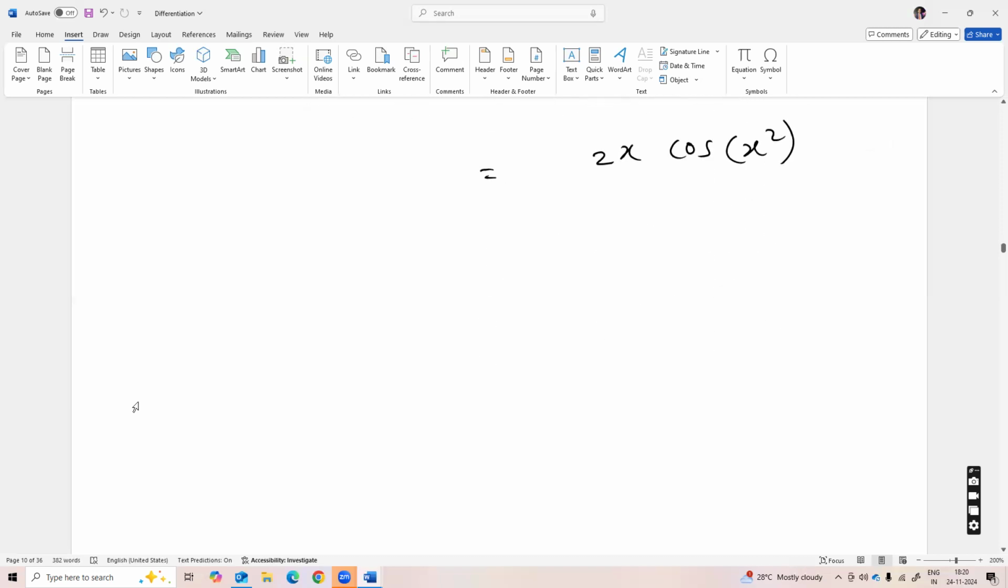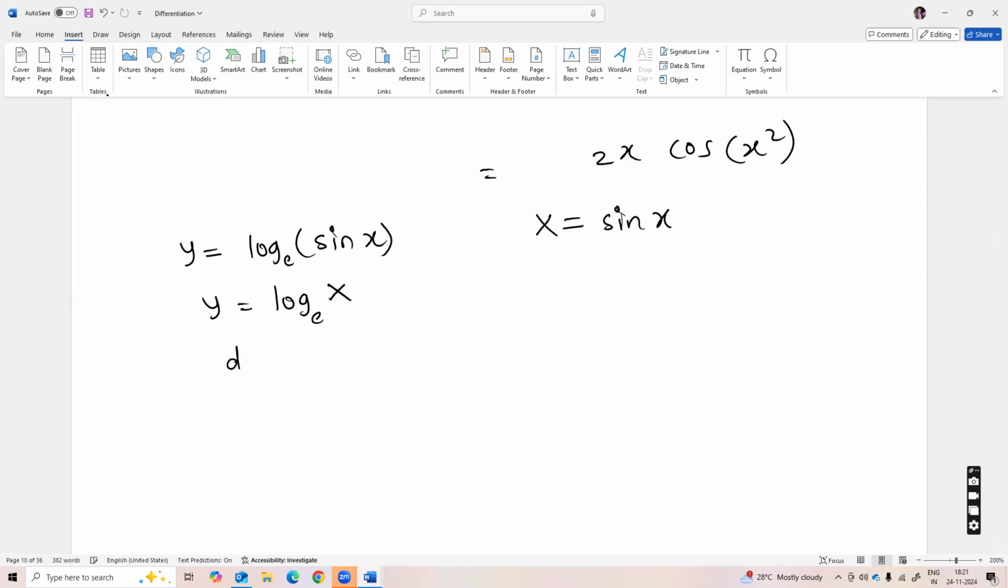So let's say y is equal to log of sin x. Again, here inside the log we have one function. So here we will write this big X as sin x. So y will become log e of this big X. Then dy by dx, or y dash, can be given as the derivative of log x, as we have learned, 1 upon x.